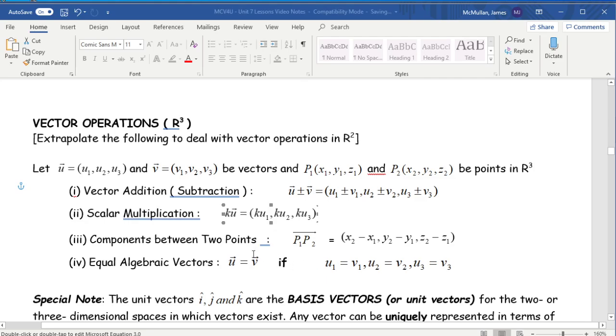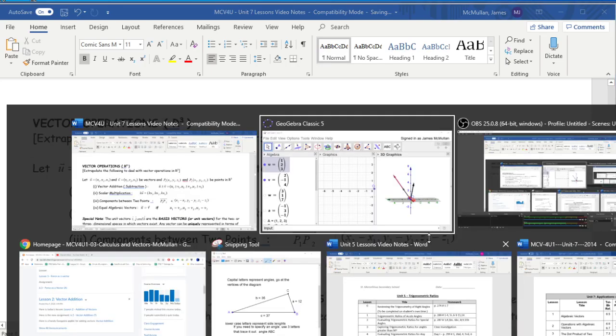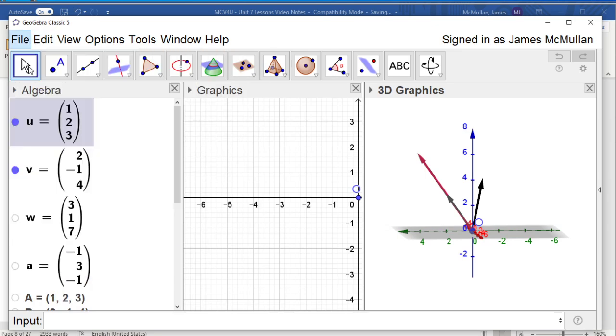Okay, if I want to get the vector between 2 points, all I'm going to do is the destination minus the origin. So notice the origin is P1, the destination is P2. How do I get the vector? x2 take away x1, y2 take away y1, z2 take away z1. Again, very, very simple to demonstrate this one.